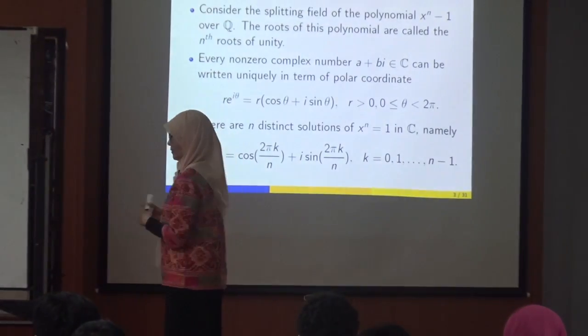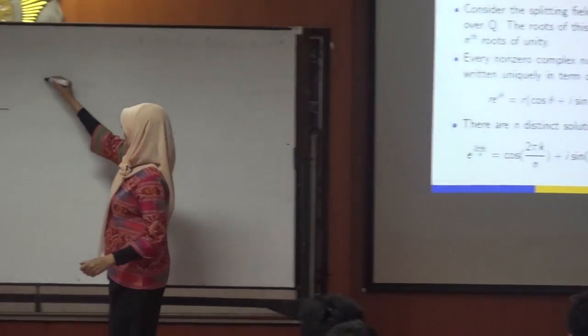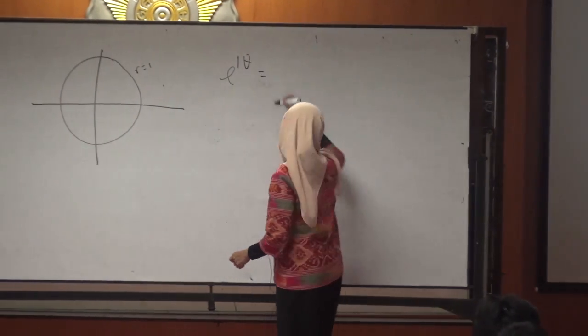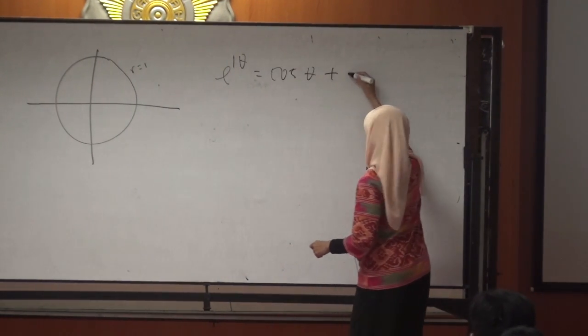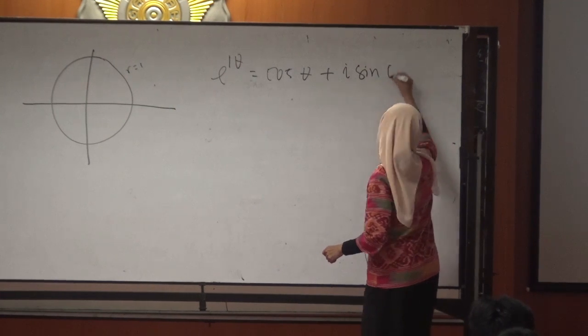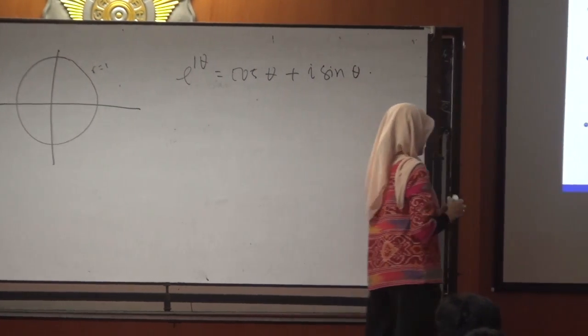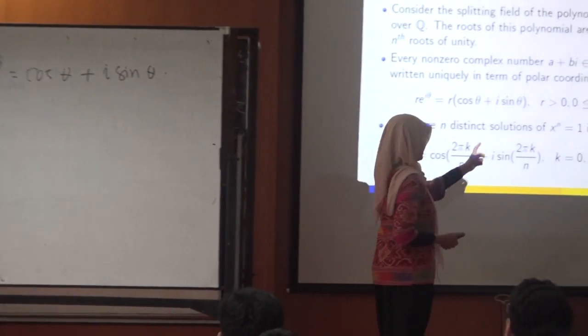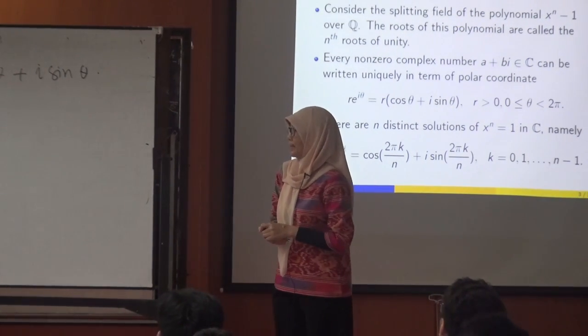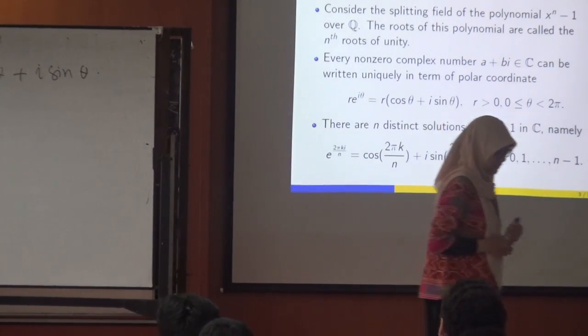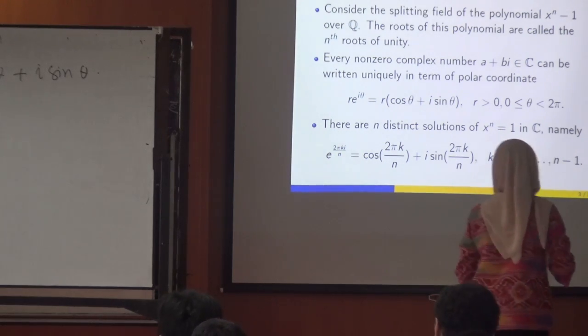So e^(i theta) is equal to cosine theta plus i sine theta, with r positive, and theta between 0 and 2 pi. Now what happens here with our polynomial?